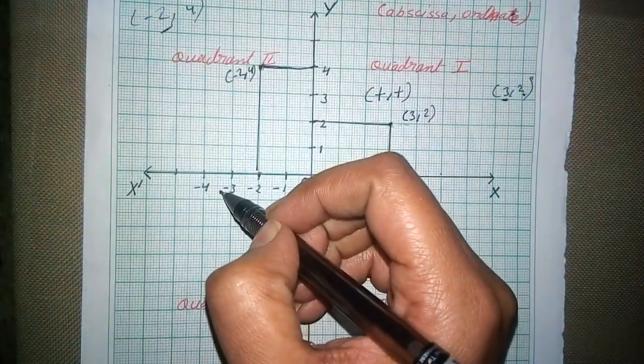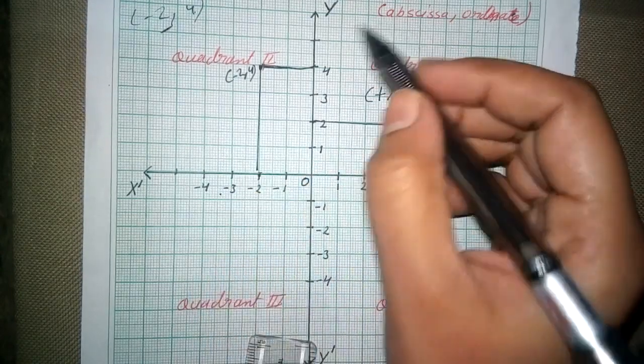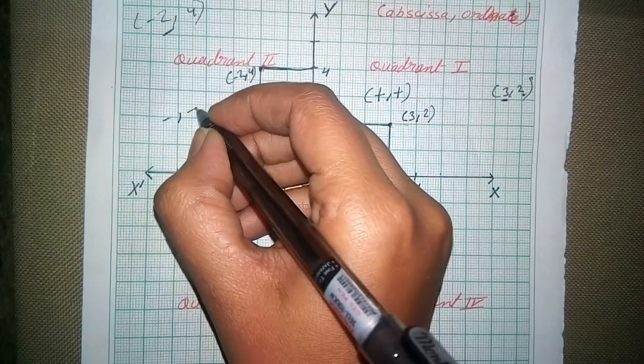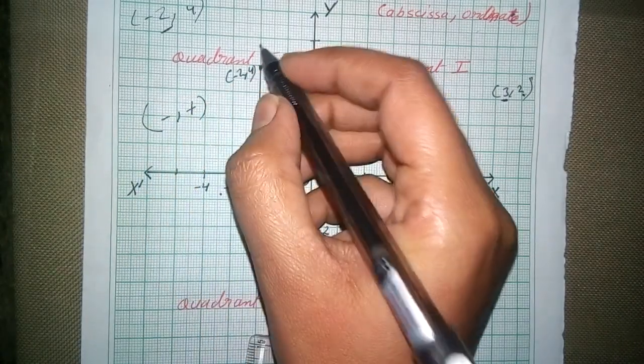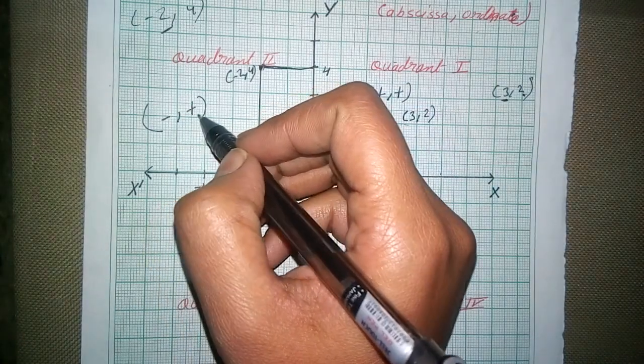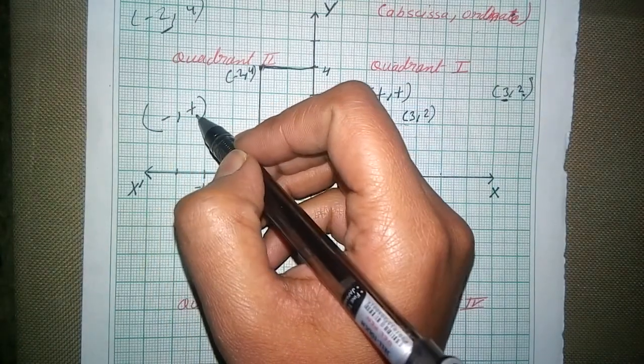Here the abscissa is negative and the ordinate is positive. So in the second quadrant, which points lie? First negative and second positive, means minus plus.